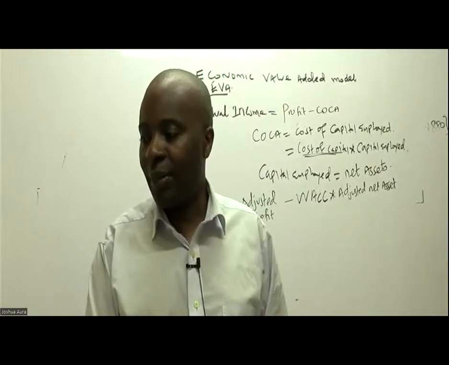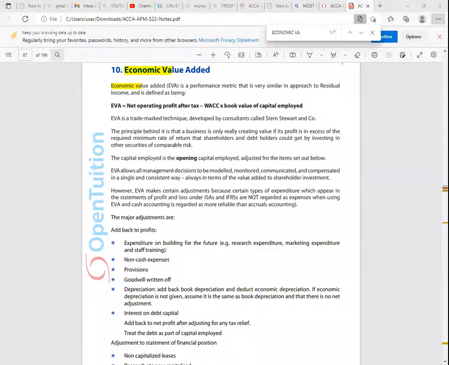And I would want to project something here so you can go now through these notes having discussed them. So you're saying that economic value added model is a performance metric that is very similar in approach to residual income and is defined as being EVA is net operating profit after tax minus WACC times book value of capital employed. EVA is a trademark technique developed by consultants called Stern Stewart and company.